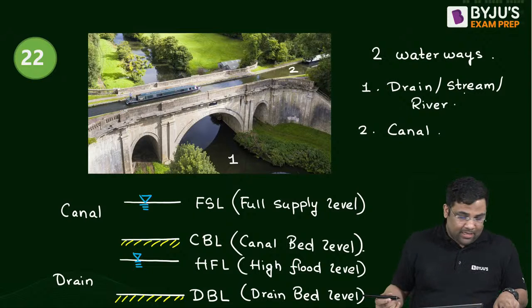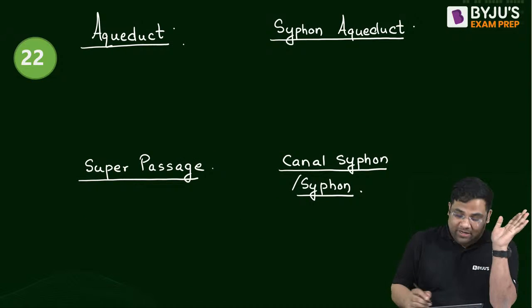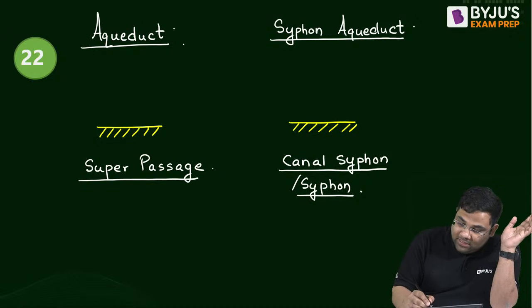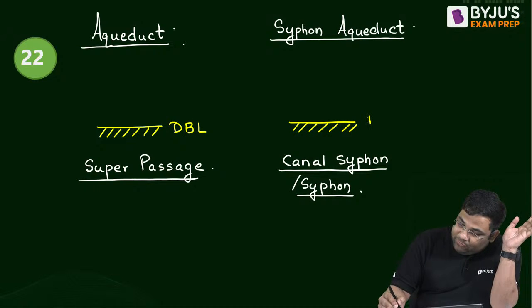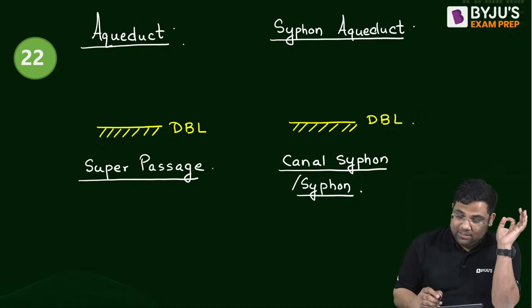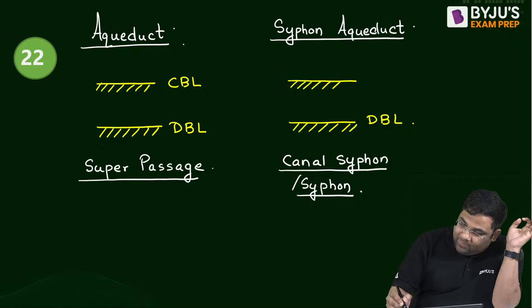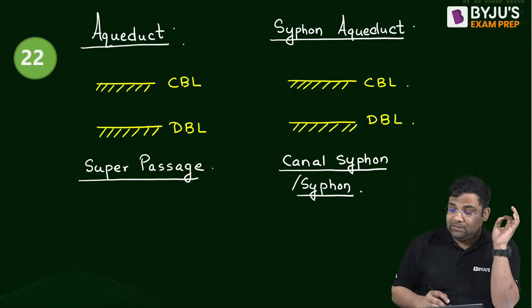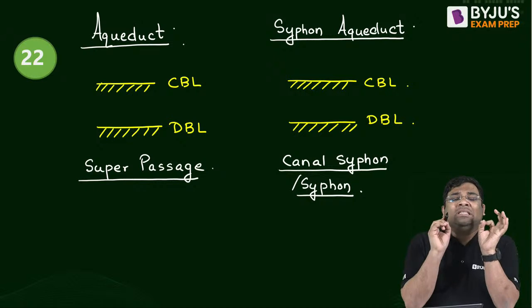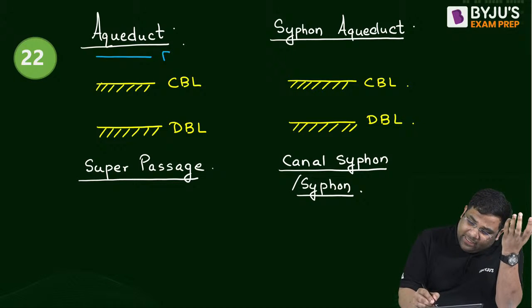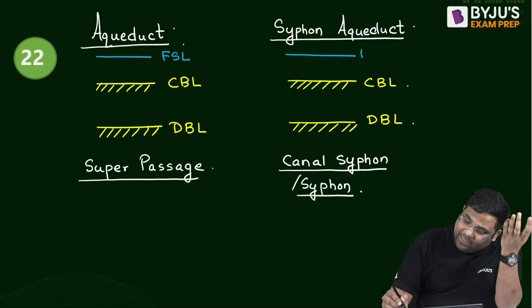Very easy, you see. In both aqueduct and siphon aqueduct, remember, the drain will be below. So this will be the DBL and this will be the DBL. And what will be above? The CBL. The canal will be above the drain. And obviously, the full supply level, FSL, belongs to the canal, so the FSL will be somewhere here.